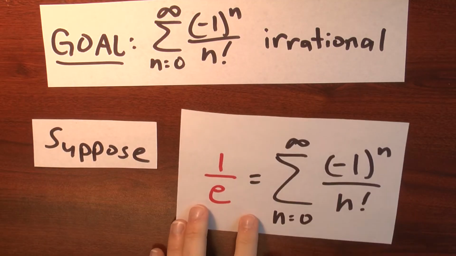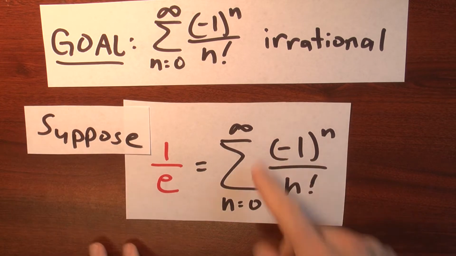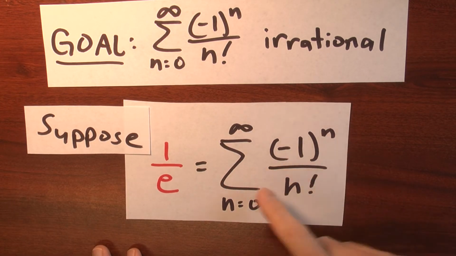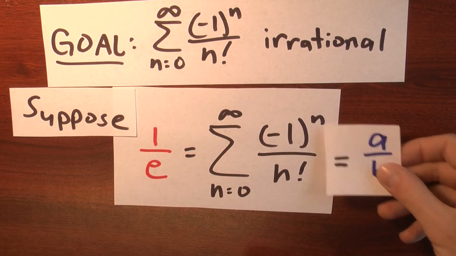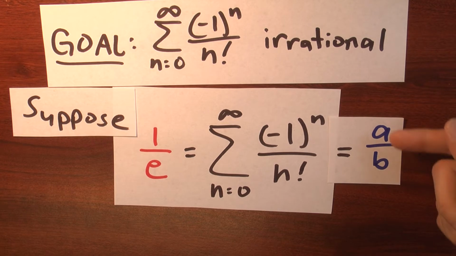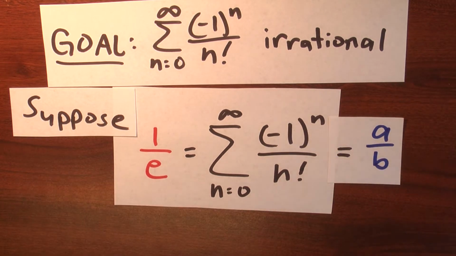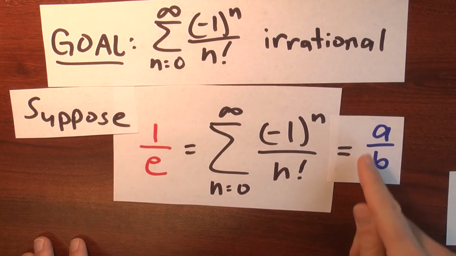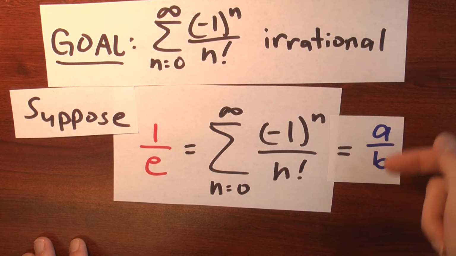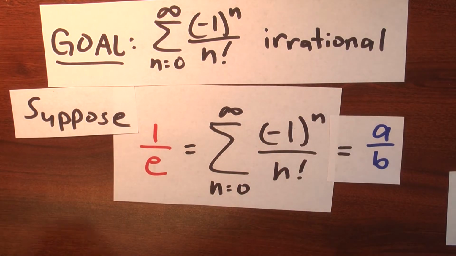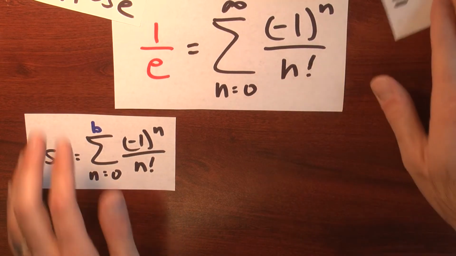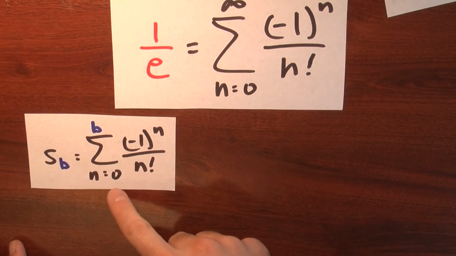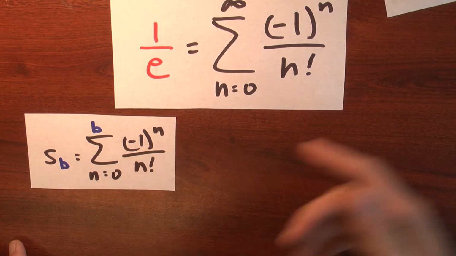So let's suppose that the value of this series, the sum n goes from 0 to infinity of (-1)^n over n factorial, let's suppose that this is equal to a rational number, that it is a over b for integers a and b. Now let's look at the bth partial sum. Yeah, I really mean this b, right? The b from the denominator of this fraction that I'm imagining 1 over e is equal to. So let's take a look at that bth partial sum, s sub b, right? It's just the sum of the terms n goes from 0 to b of (-1)^n over n factorial.